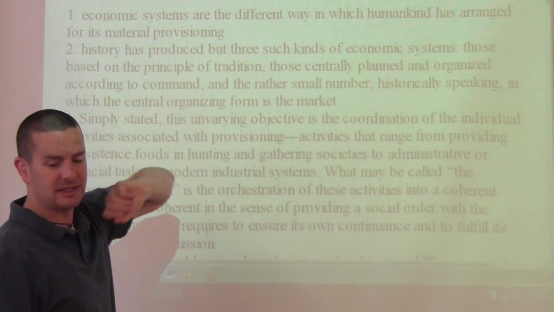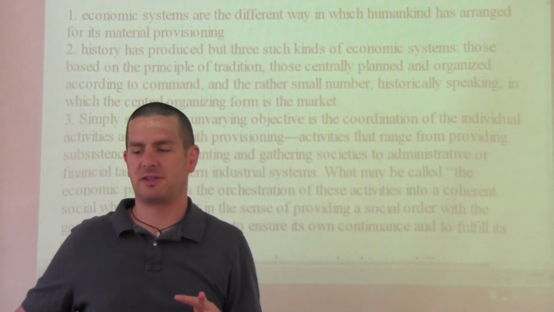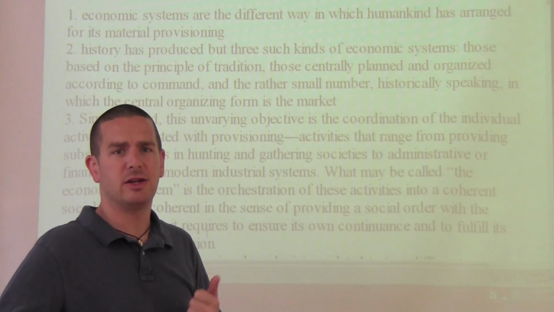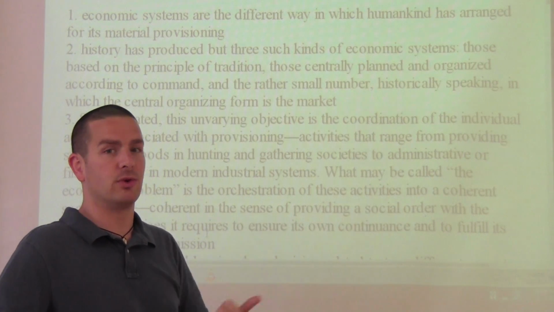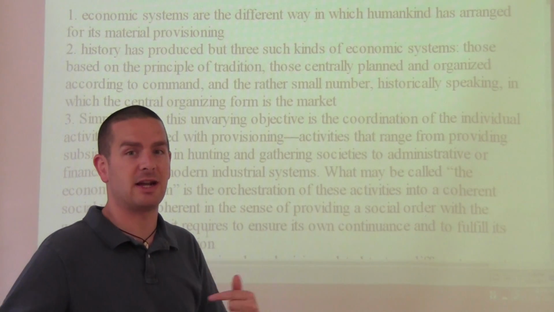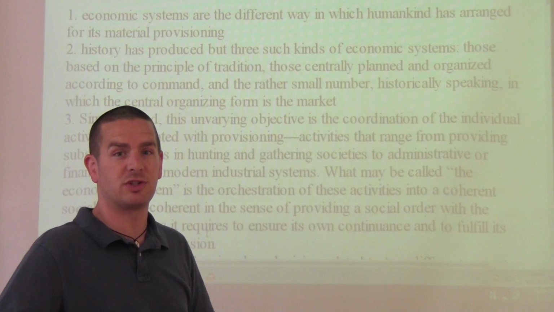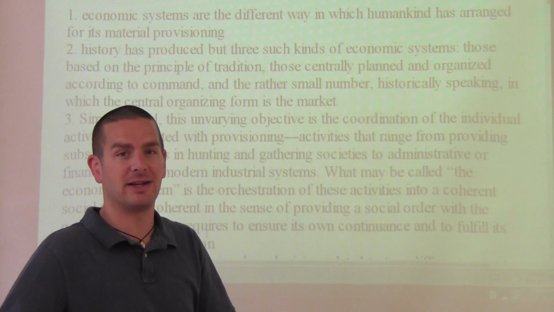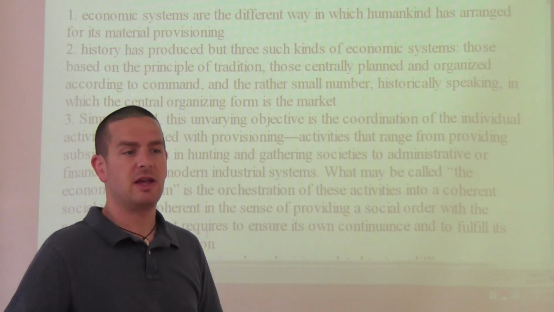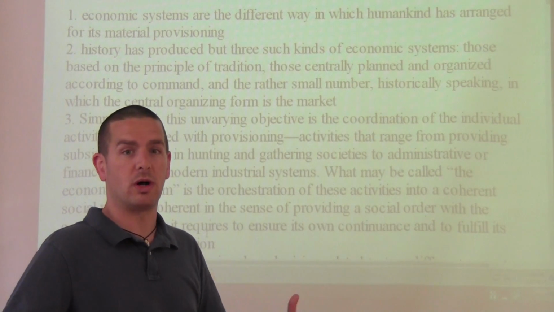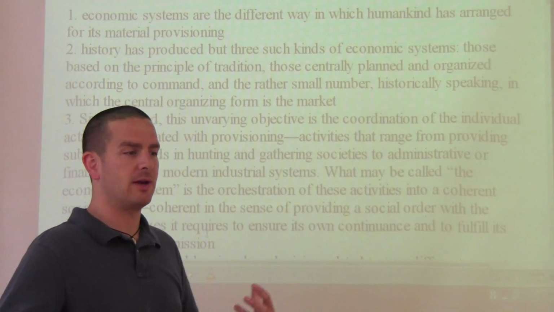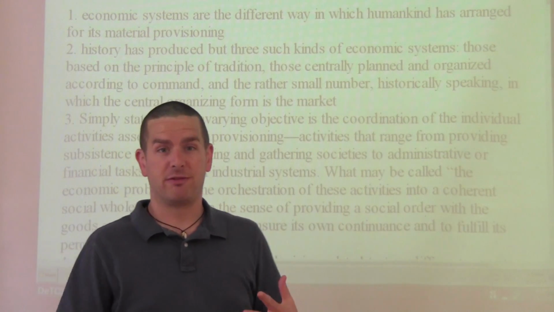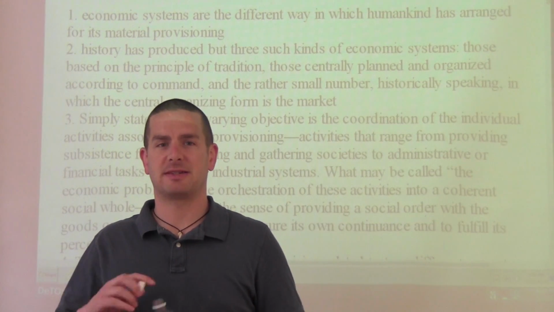History has seen three types of such economic systems. So an economic system is how society arranges itself in order to reproduce itself. That's what an economic system is. Fundamentally, that's what we're studying in this course. How do we, as a society, reproduce ourselves and meet our demands, our wants, our material provisioning? Throughout all of human history, at least that which we are aware of, there's been three types of economic systems.